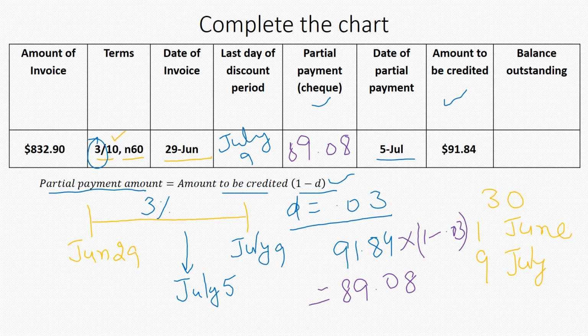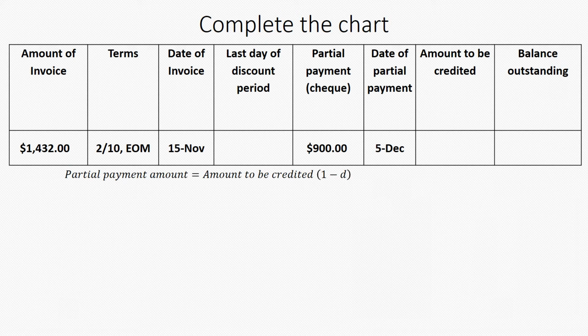Next, balance outstanding. This is again amount of invoice minus amount to be credited, right? So we'll subtract these two columns, 832.90 minus 91.84, and this comes out to be 741.06, right? Okay, let's complete the third row.